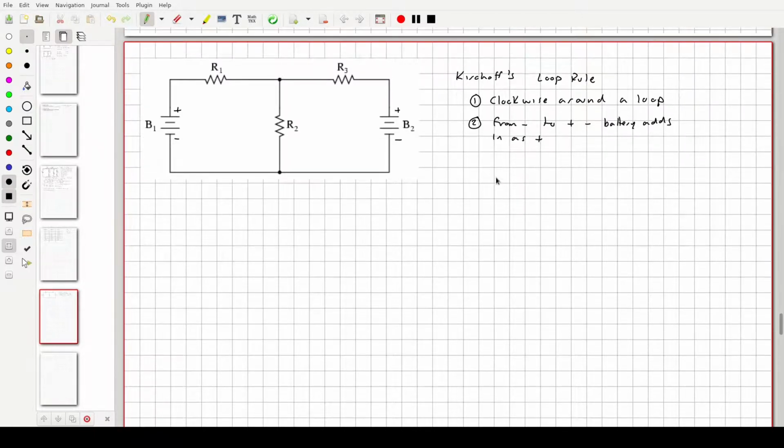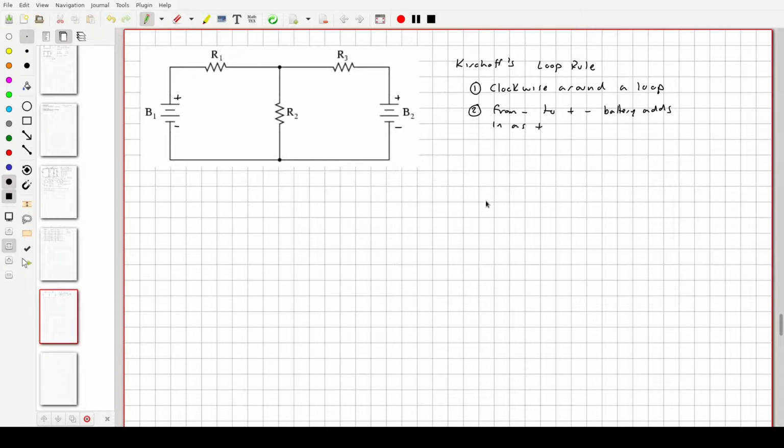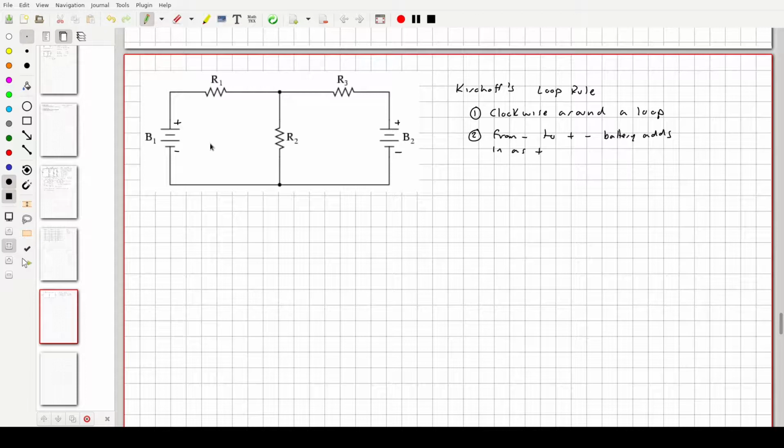Now, what I'm going to do is show you the three equations that you get walking around this loop, and then I'm going to put some numbers in for our batteries and our resistances. So let's start off following these two rules. We're going to start from our battery, which I'm going to call B1 as per the image. So starting off with B1, B1 is positive.